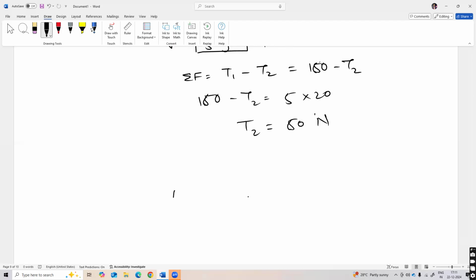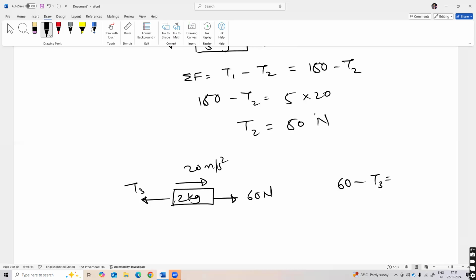And for T3, we will have to draw the free body diagram of the mass of 2 kg. In this case, T2 is acting 60 Newton in the right direction, and in the left direction, there is T3. Again, it is moving with the same acceleration. So here, we can directly write 60 minus T3 is equal to 2, the mass, into 20, the acceleration. So 60 minus 40 is T3, and T3 is equal to 20 Newton. So this is how you can solve this kind of question.